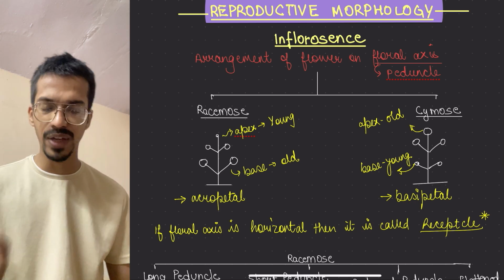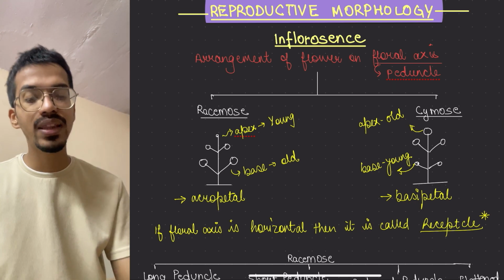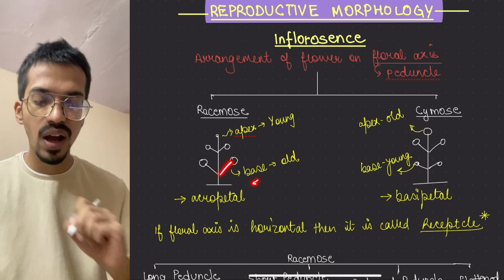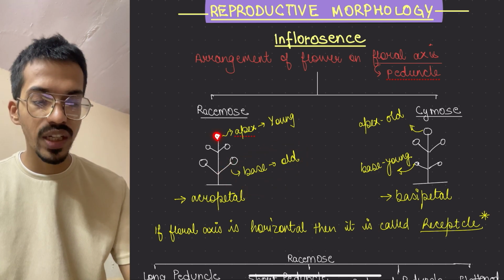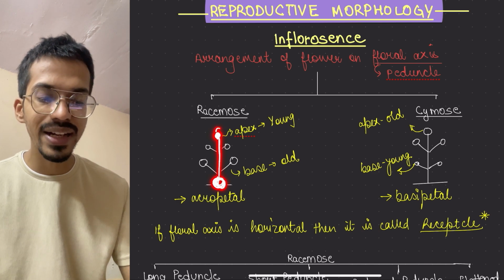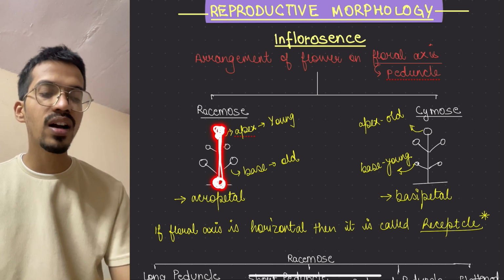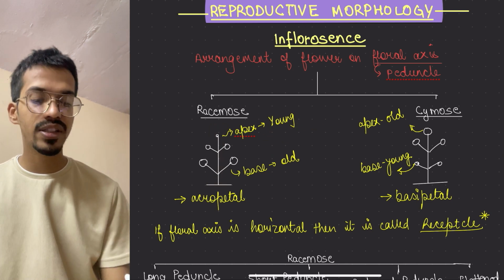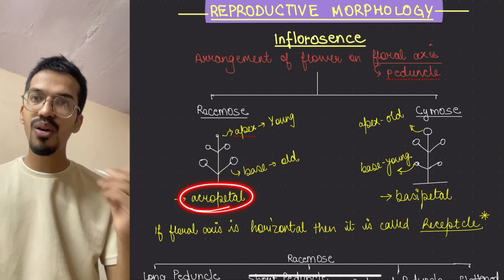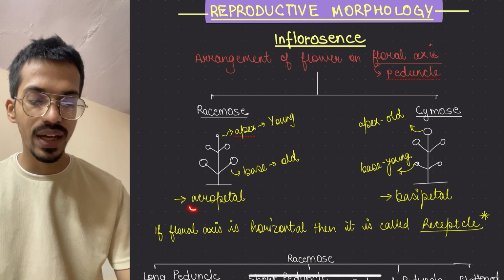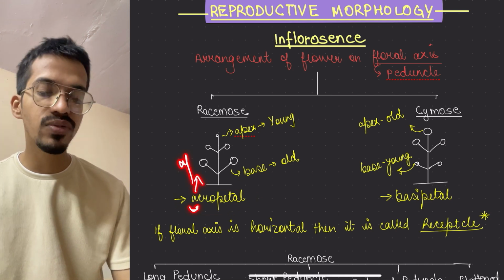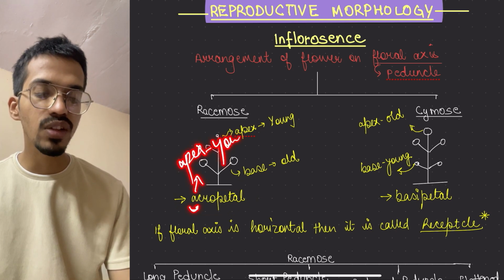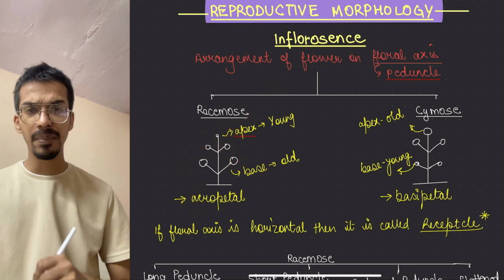That is the way I will remember it. The base has older flowers. As you keep on going towards the apex, this is the base area, this is the apex area, right? As you keep on going to the apex, young flowers will be present. This kind of arrangement of flowers is called acropetal. So how will I remember it? A for acro, A for apex. So the apex will have the young flowers. With respect to the young flowers, we are remembering it.